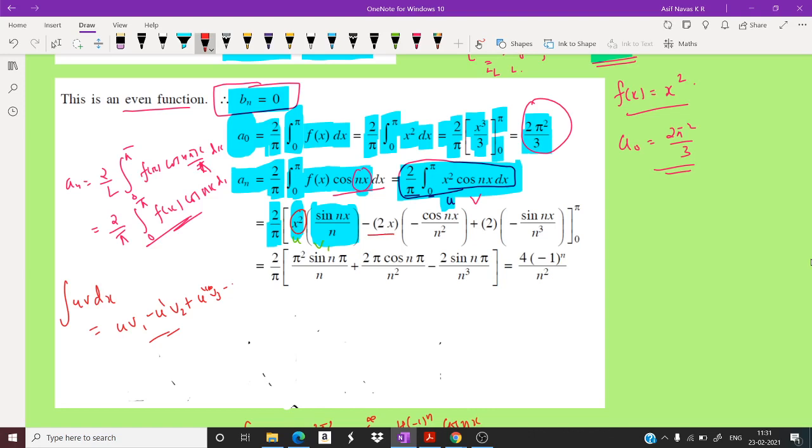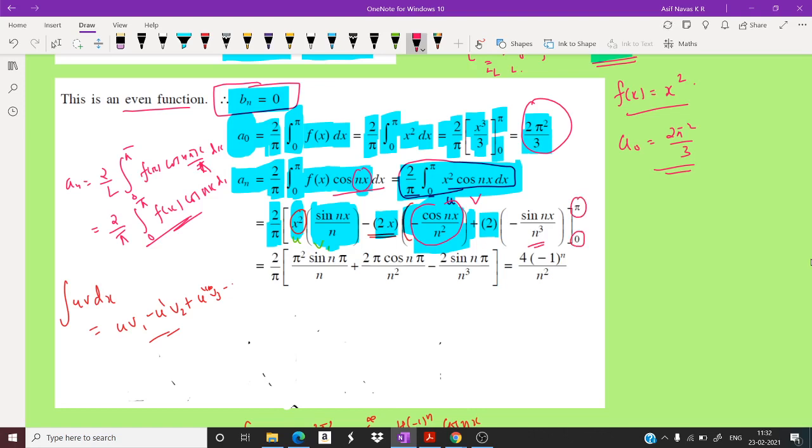This is equal to 2x integral of, the derivative of x square is 2x, into the integral of sin nx by n, that is minus cos nx by n square, plus derivative of 2x, that is equal to 2 into integral of cos nx by n square, which is equal to minus sin nx by n cube, from 0 to pi.